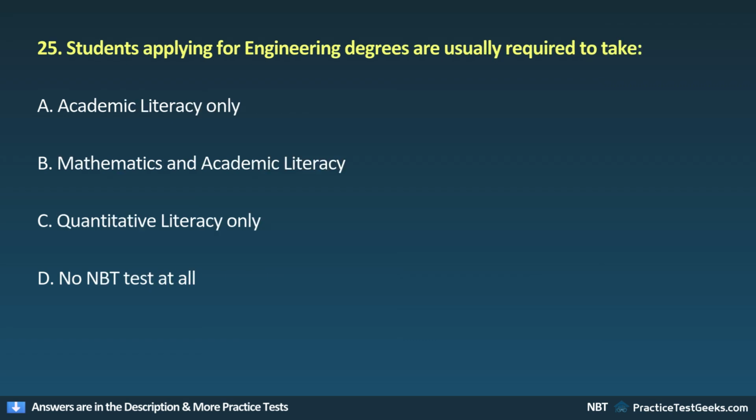25. Students applying for engineering degrees are usually required to take A. Academic literacy only. B. Mathematics and academic literacy. C. Quantitative literacy only. D. No NBT test at all.